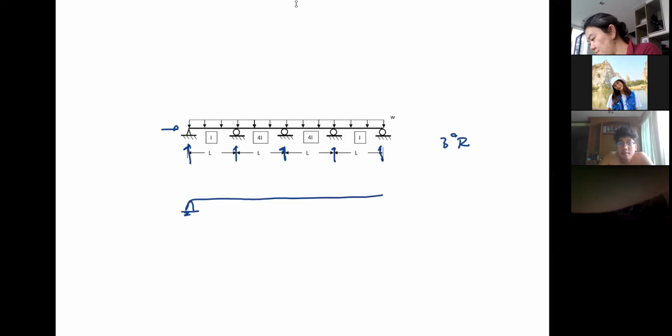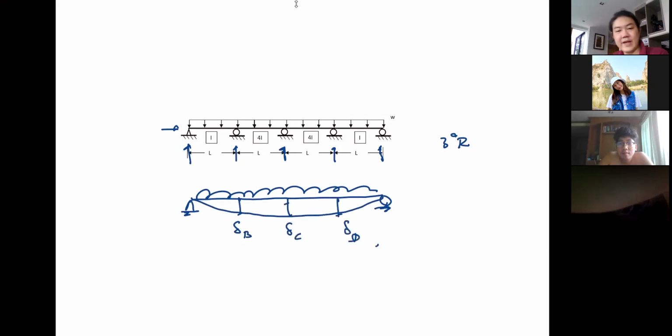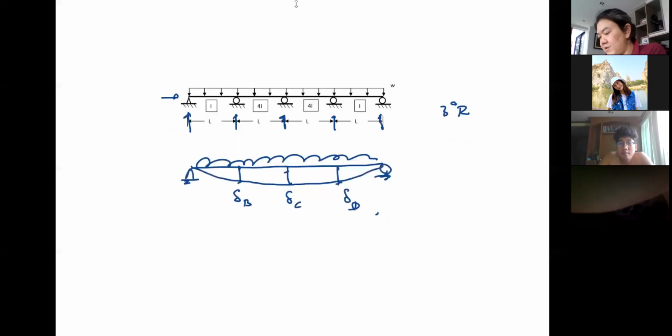Maybe if you choose to remove all the reactions in the middle, that's my preference. It's just going to come down like this, and you have to solve for delta B, delta C, and then delta D, and so on. Okay, this is not a viable thing to do anymore. But that is why we are going to start doing the slope deflection.